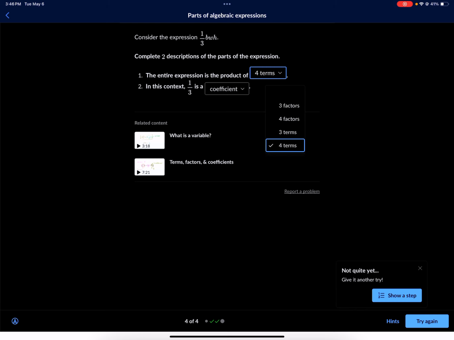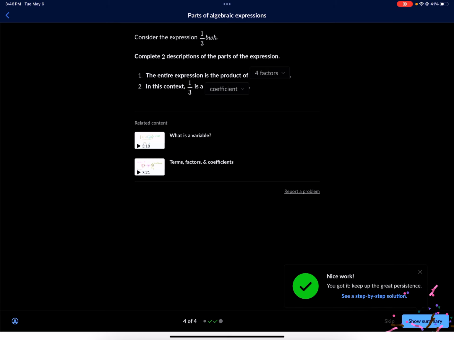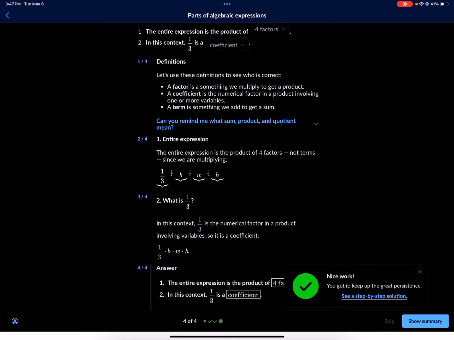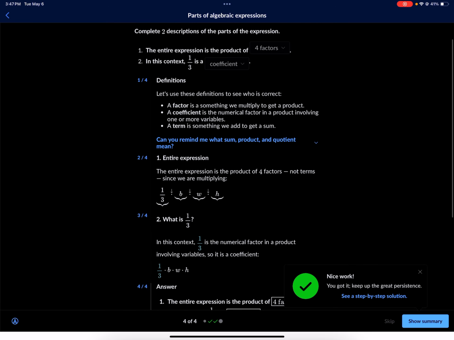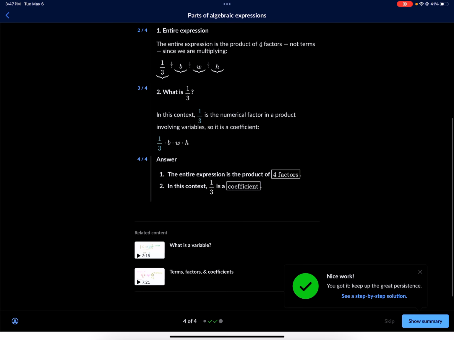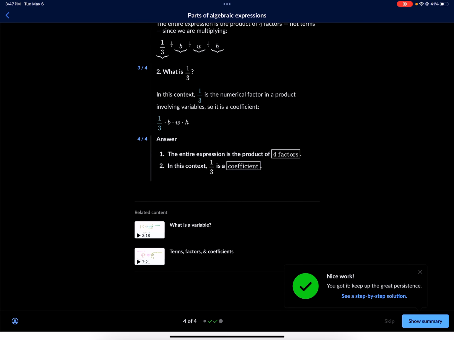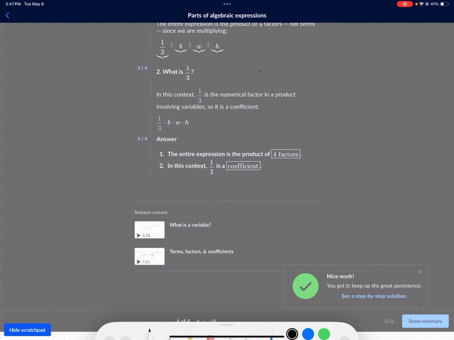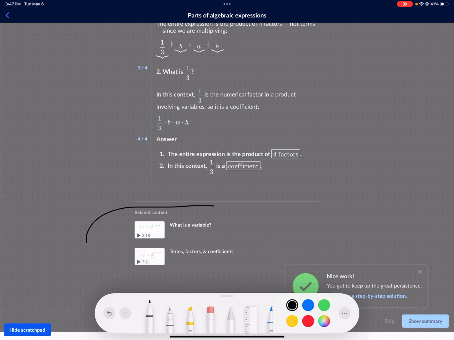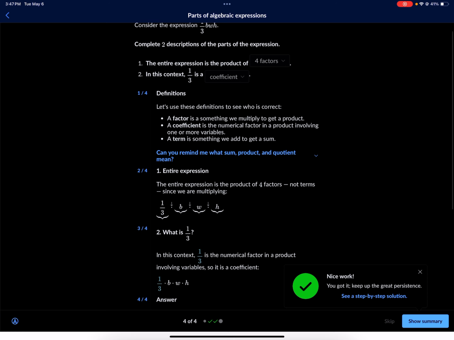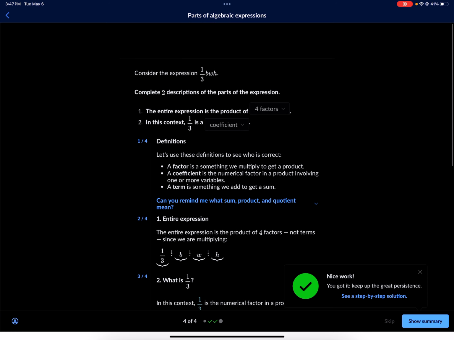So 4 factors. Oh, I see why. Because 1/3 times b times w times h, you're multiplying them. If it was terms, then it would be adding. If you got that right, good job. If you didn't, here are the videos, and happy studying. Let me review this a little bit more, but yeah, it's 4 factors, and 1/3 is a coefficient.